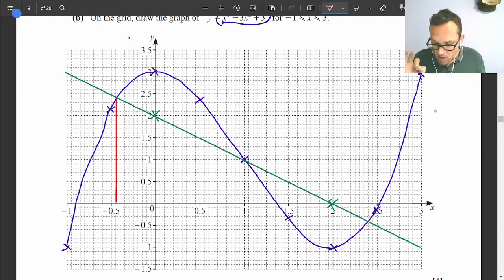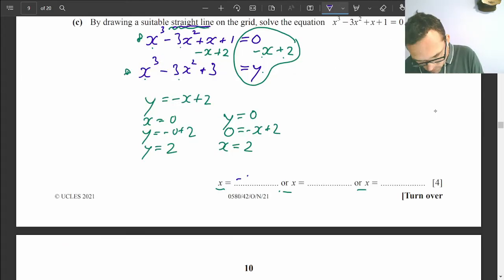Be conscious of the scale. Each square here counts for 0.05, isn't it? So wait, this will be minus 0.1, minus 0.2, minus 0.3, minus 0.4. I get minus 0.45.